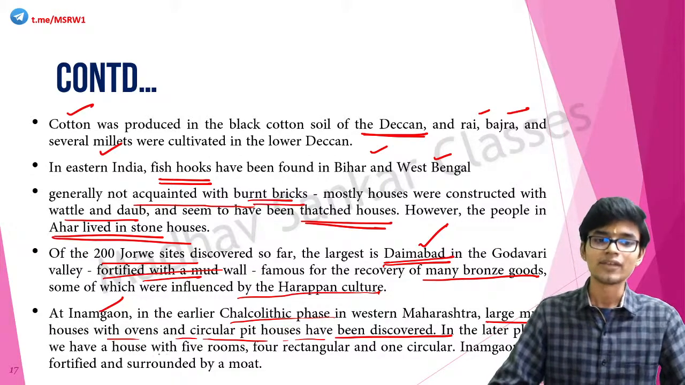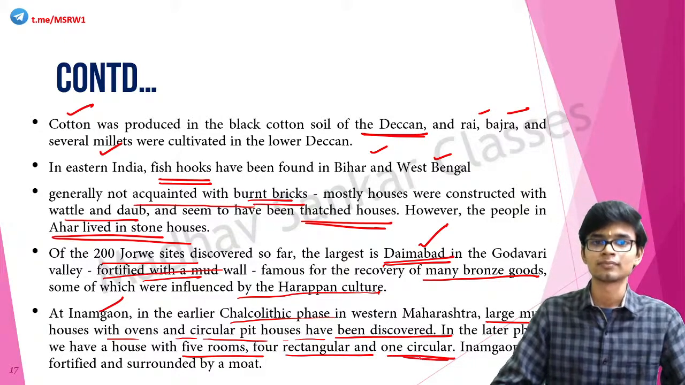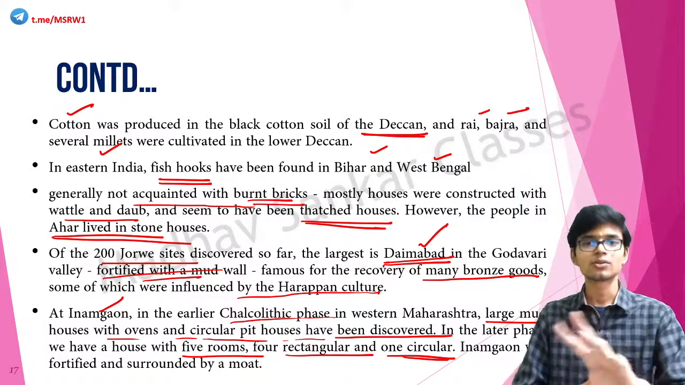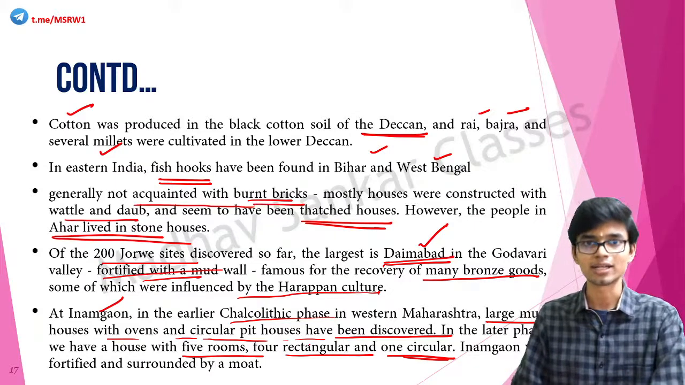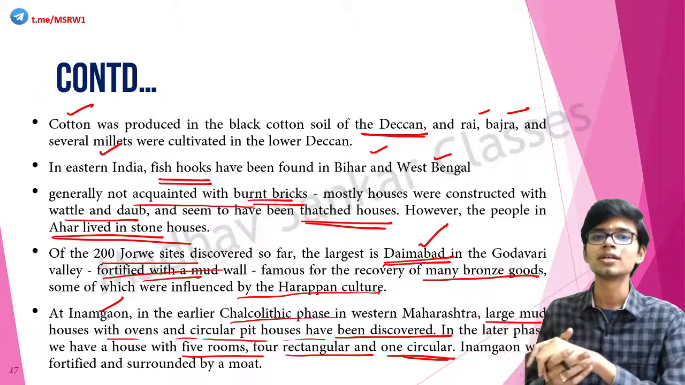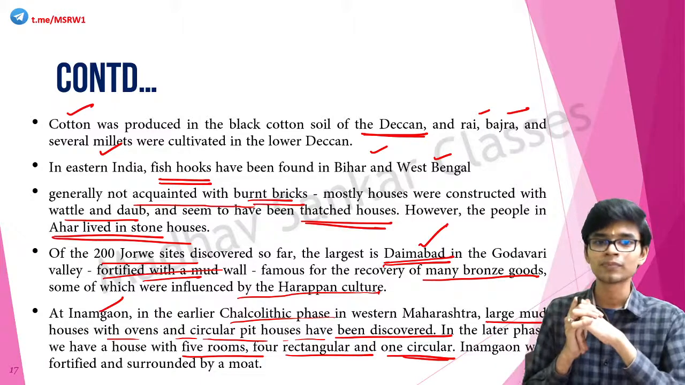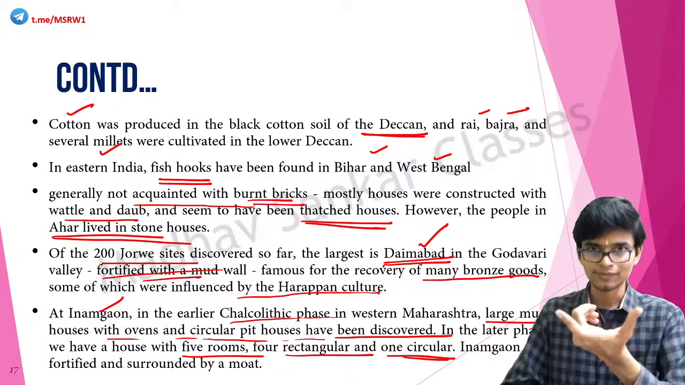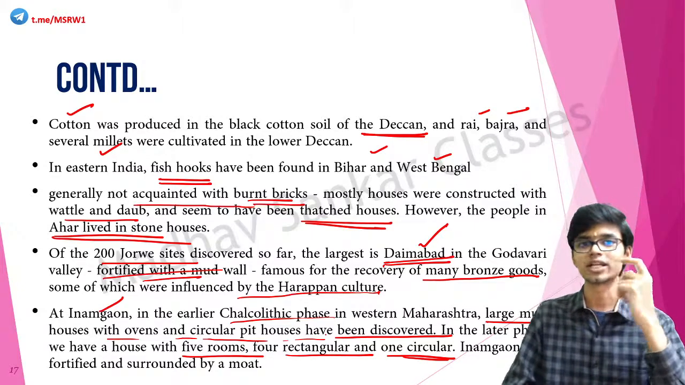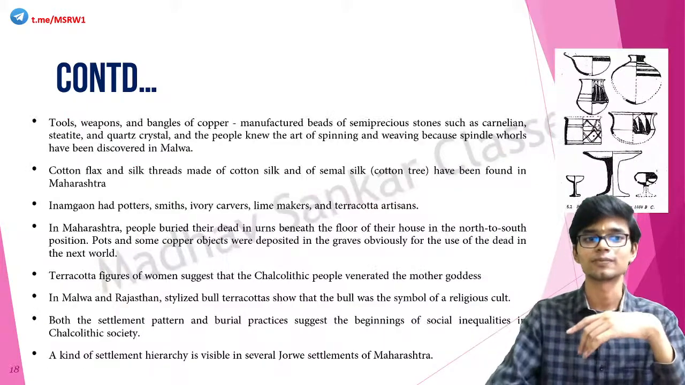And in the later phase, we have houses with 5 rooms, 4 rectangular and 1 circular. Inamgavon was also fortified and surrounded by a moat. So Inamgavon is also a very important site, again situated in Maharashtra. Here we find evidences of large mud houses. In a later phase, we come across large houses with about 5 rooms. Out of these 5 rooms, 4 are rectangular and 1 is circular. A very typical feature of the Inamgavon site, which is a part of the Jorwe culture.